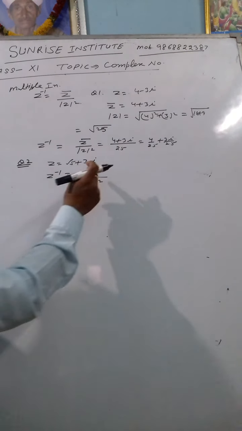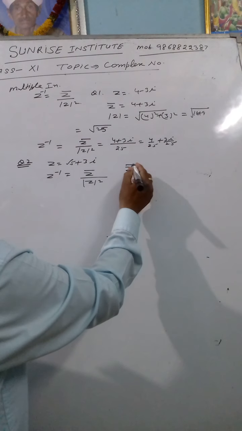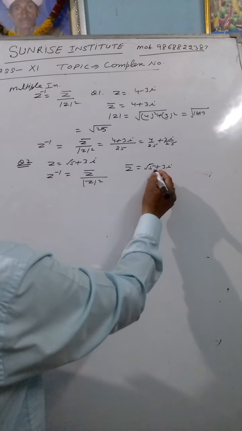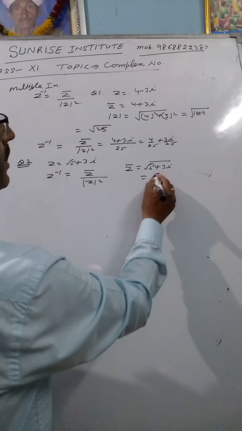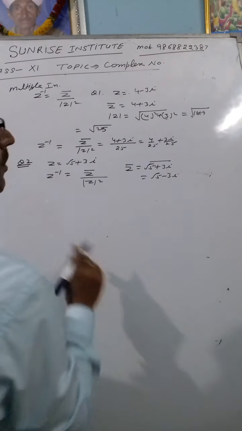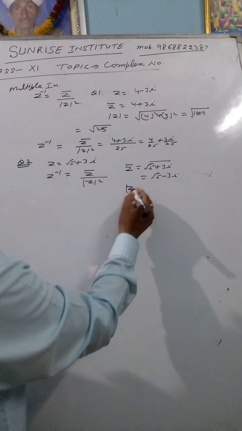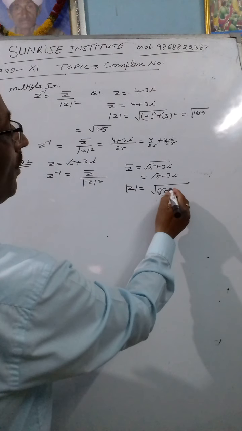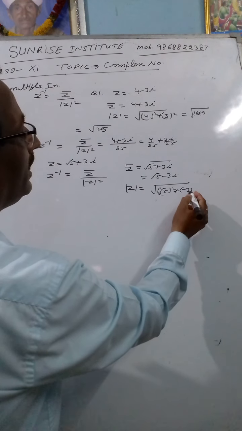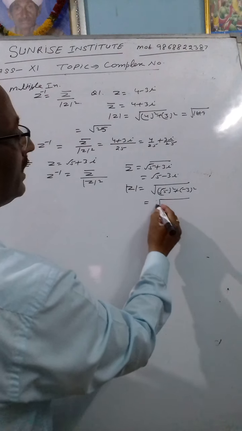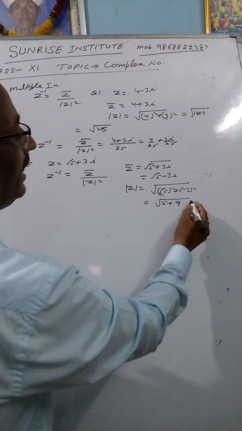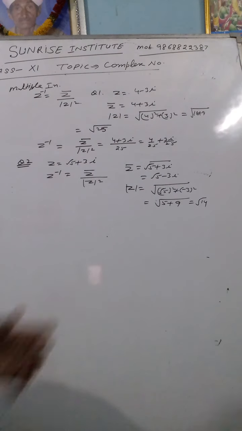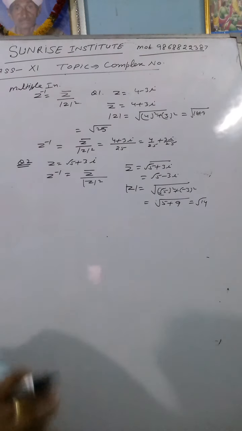Then first we find the conjugate of z, that is root 5 plus 3i, that is root 5 minus 3i. Okay students, and secondly the modulus of z: root 5 whole square plus minus 3 whole square, that is 5 plus 9, root 14. Okay students, that is the modulus of z.